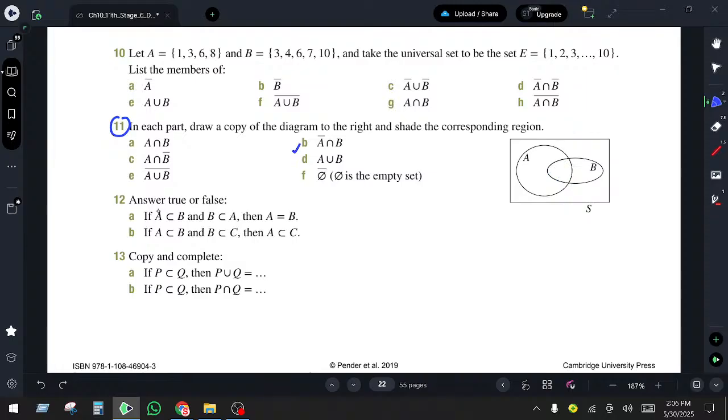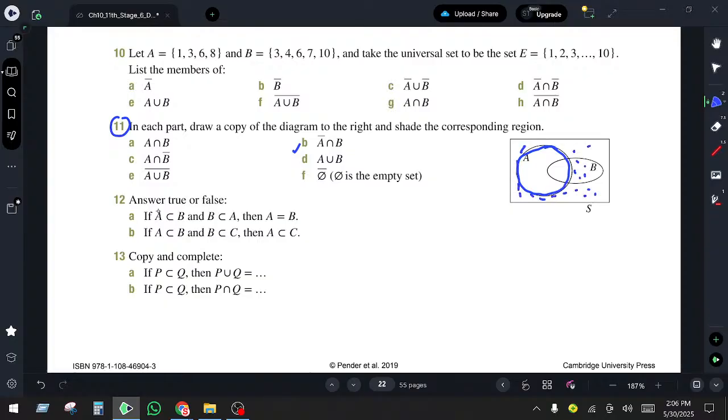What is B? What is meant by A complement? Other than A. So S is your universal set. A complement means other than A. The outer portion. Yes, the outer portion. Okay.